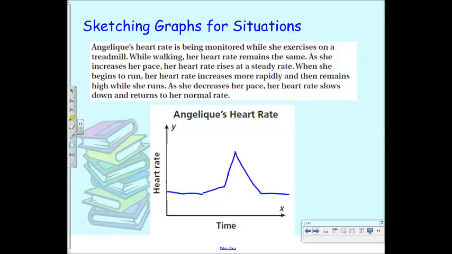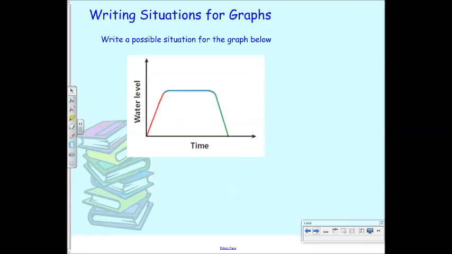Okay. What situation could we write for this graph? What's a possible situation for this graph? Something grows really fast. All right, what are we talking about here? We're talking about water, and we're talking about time. So over the course of some time, some stuff happened to the water, right?